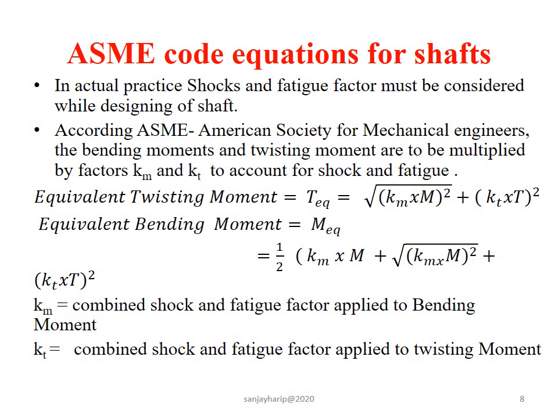Therefore, when the shaft is subjected to combined bending and torsion, we can easily determine the equivalent torque, which is equal to the square root of (Km into M) squared plus (Kt into T) squared, where Km is the combined shock and fatigue factor applied for bending, and Kt is the combined shock and fatigue factor applied to twisting moment. So what are these Km and Kt?